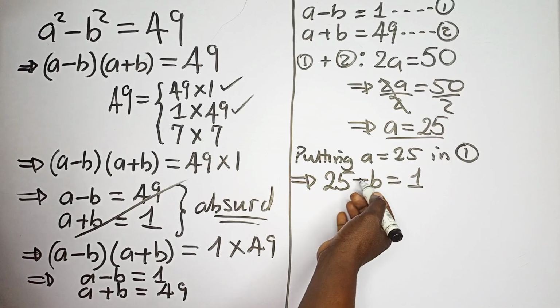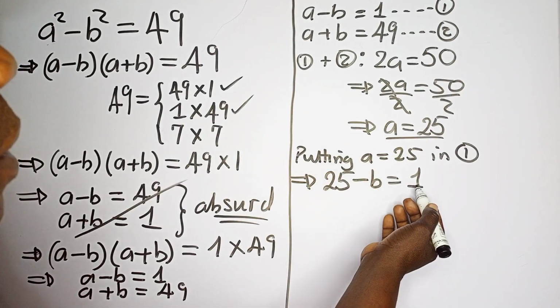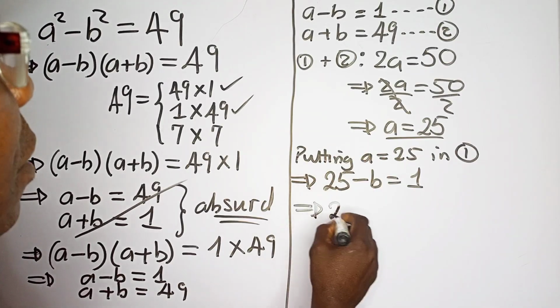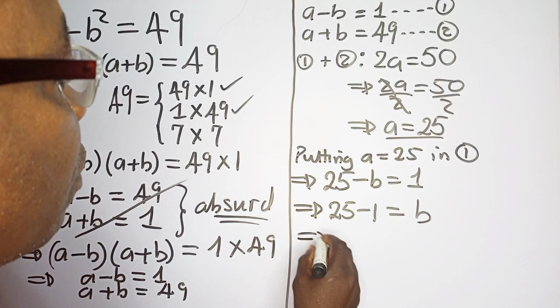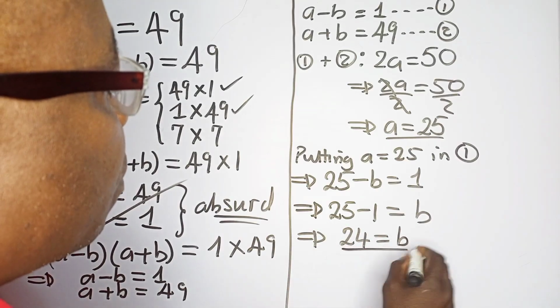All right, remember we're looking for B. This is negative B, so we take it that way, it becomes positive B. We take 1 from the right hand side to the left hand side, it becomes negative 1. So we have 25 minus 1 is B. This means that the value of B is 24.